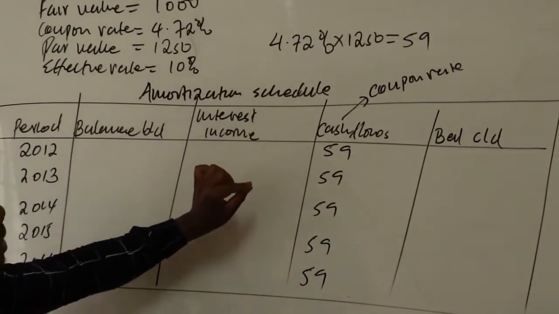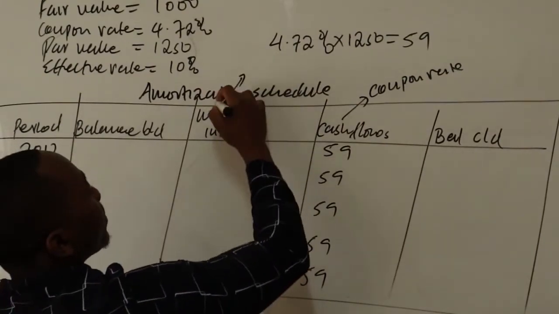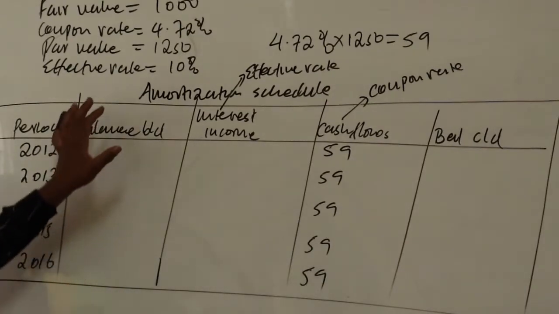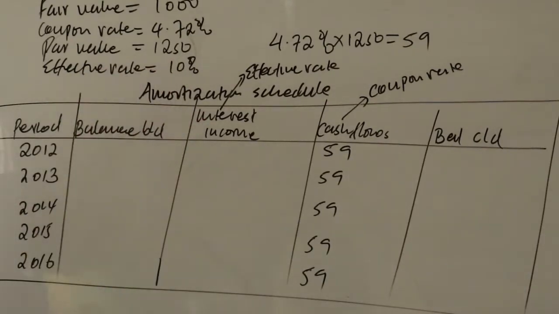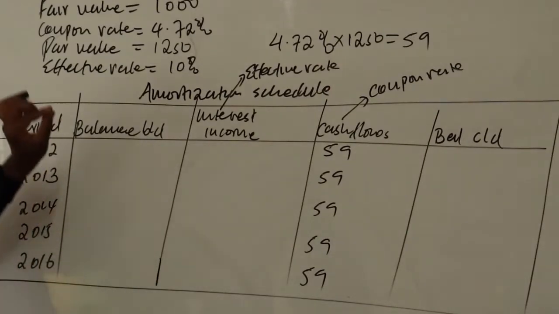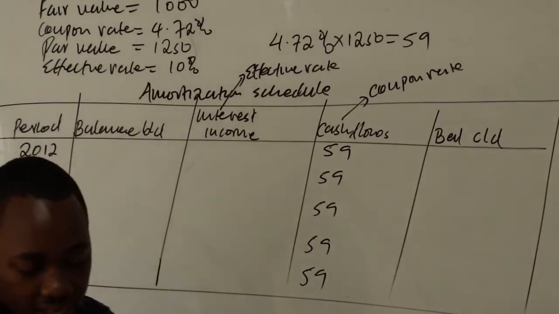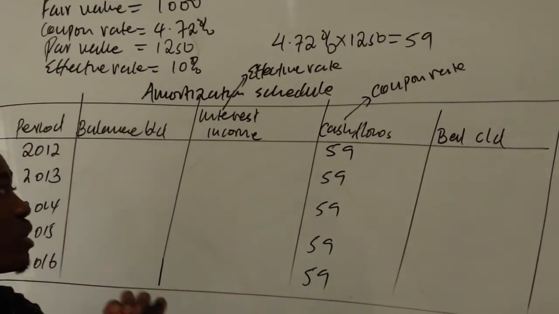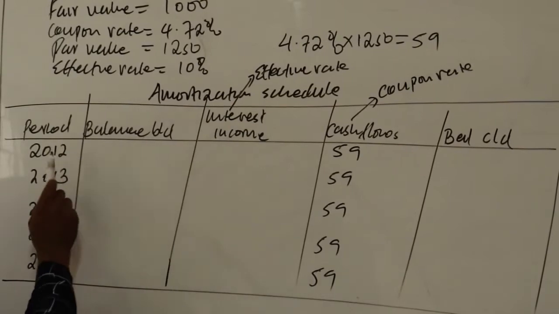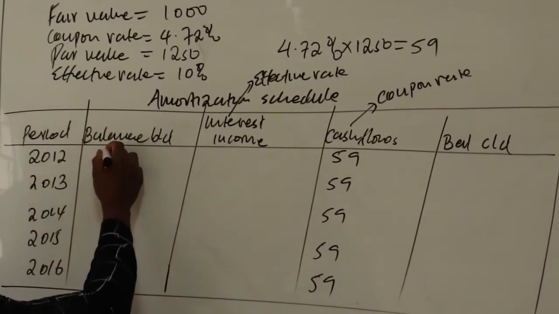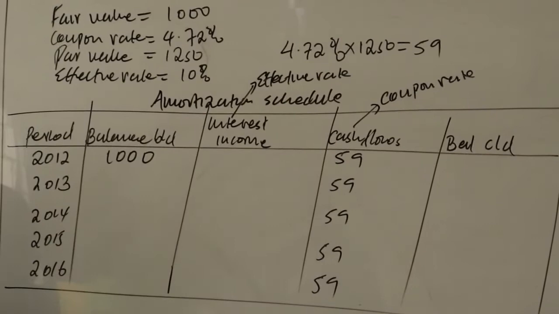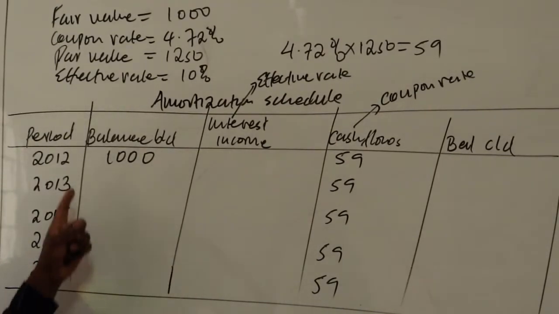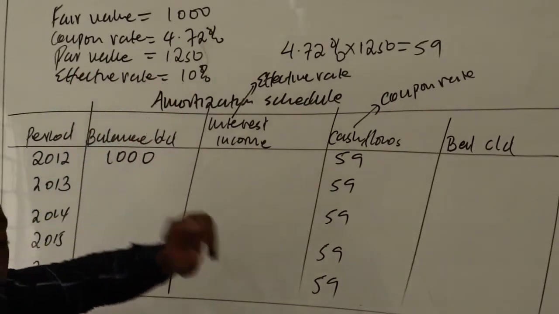But the interest income will be based on the effective rate or the market rate. And we are told that the effective rate is 10%. So how do we amortize that? We are told that on 1st January 2012, Mark purchased a debt instrument at its fair value of 1,000. So, as at 1st January 2012, the fair value of the debt instrument was 1,000. And we are told that it will mature in 2016 at its par value, and the par value was an amount of 12.50. That's what we are told.